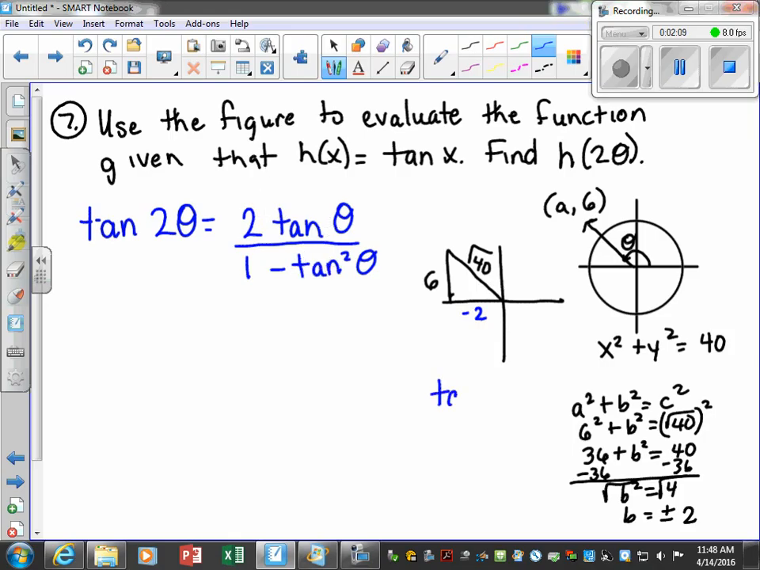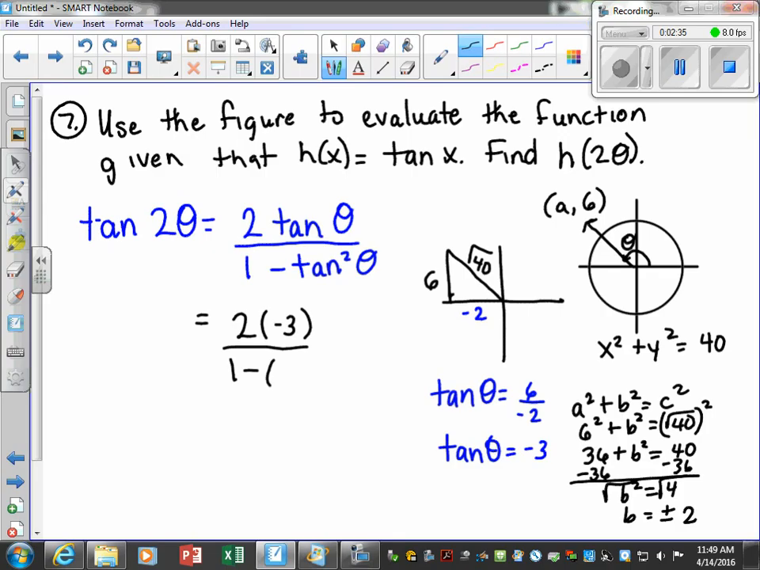So let's figure out what tangent of theta is going to be. It's defined to be your y over your x. So what's our y value? 6. And what's our x value? Negative 2. So what does tangent of theta simplify to? Something very nice. So that's good news. So now let's jump back over here to our formula and calculate the double angle. So 2, what do we get for tan theta? Negative 3. And that's 1 minus negative 3 squared.